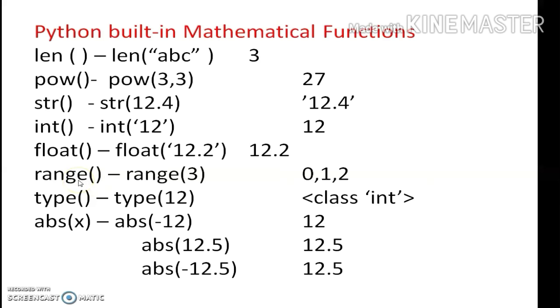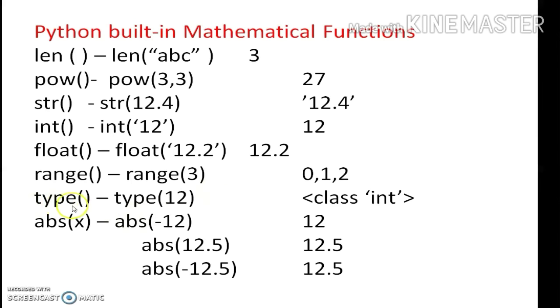Next function, range. Range returns an immutable sequence type. That is, range of 3 will give 0, 1, 2. It will give numbers from 0 to 2. Okay, a sequence of numbers till this number. Okay, range of 5 will give 0 to 5.